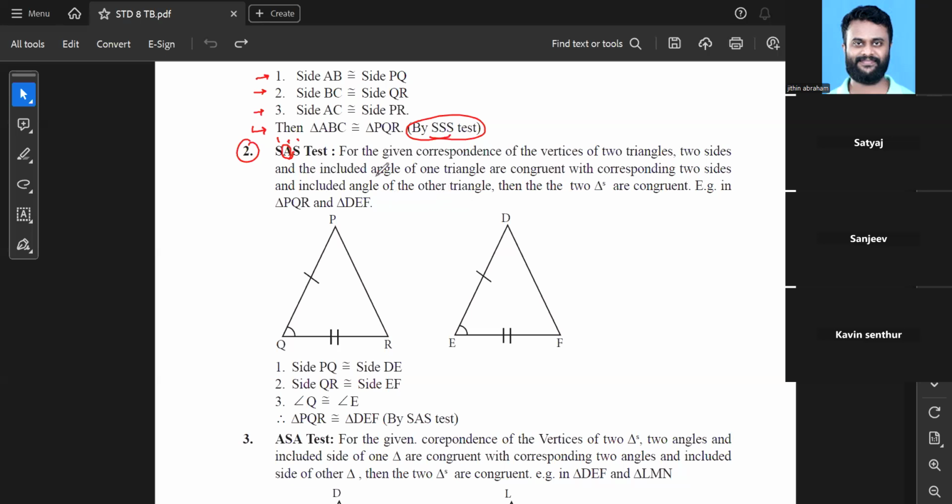For the given correspondence of vertices of two triangles, if two sides and the included angle of one triangle are congruent with the corresponding two sides and included angle of the other triangle, then the two triangles are congruent. So in SAS, the A stands in between, which means if PQ is congruent to DE and QR is congruent to EF, you will draw these symbols, and the angle that has to be congruent, that angle should be over here only.